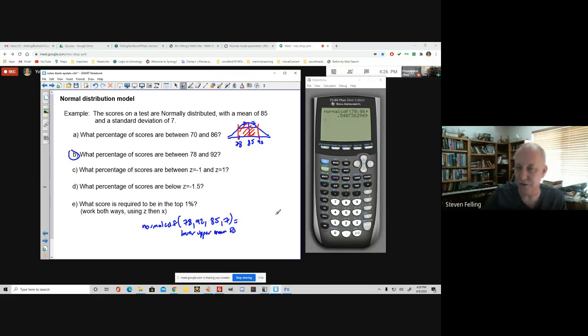And then we would use the calculator to actually get us the value. A little faster here. So from 78 to 92, if the mean is 85 and the standard deviation is 7, gives me 68.